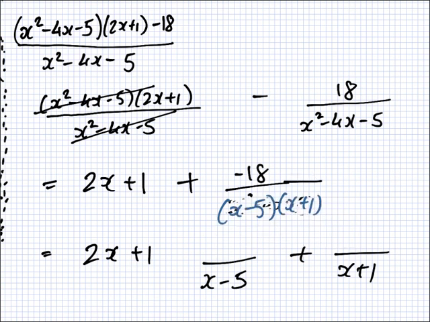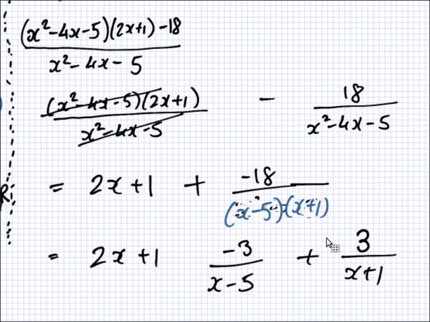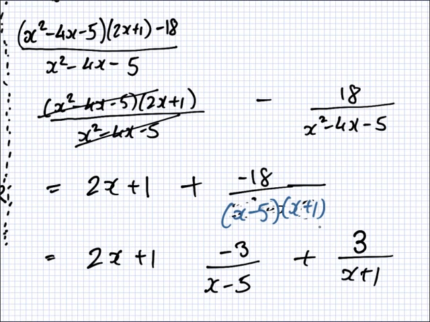Okay, so let's use the cover-up method. That'll be the easiest one here. If I want this numerator, I'll have to cover up x minus 5 and sub in 5. So that would be minus 18 over 6, which is minus 3. And then I'll have to cover up the x plus 1 and sub in minus 1. So that's minus 18 over minus 6. So that's 3, isn't it? Oh, that wasn't so much different.